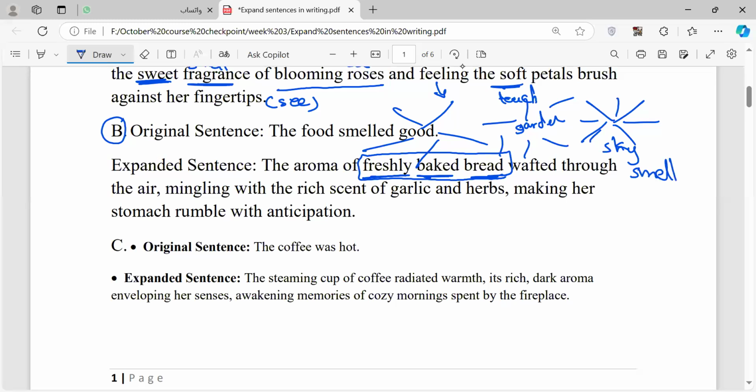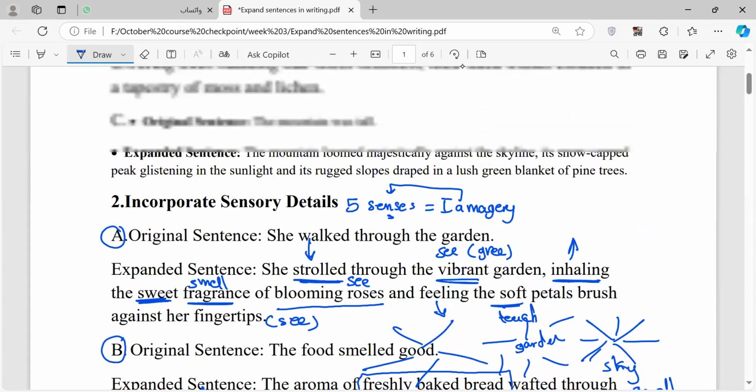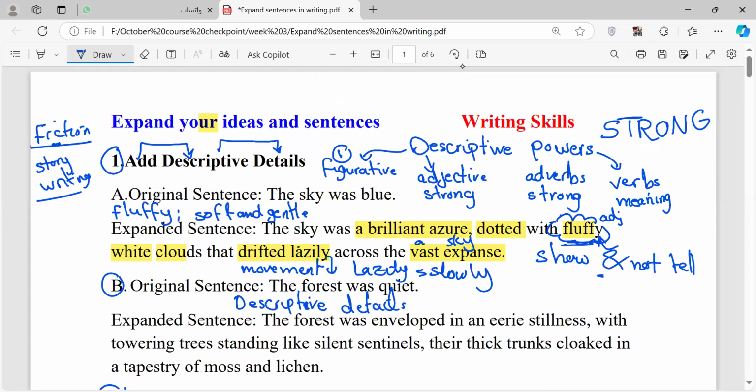Mingling is a very strong verb that means mix. Mingling with a rich scent of garlic and herbs. Scent means smell, so he also referred to the sense of smell here. Again, making her stomach rumble with anticipation: this is sound, the 5 senses again. Rumble is the sound of gurgling in your stomach. So now we studied 2 techniques. What are they? Number 1, using the 5 senses, and number 2, descriptive detail.